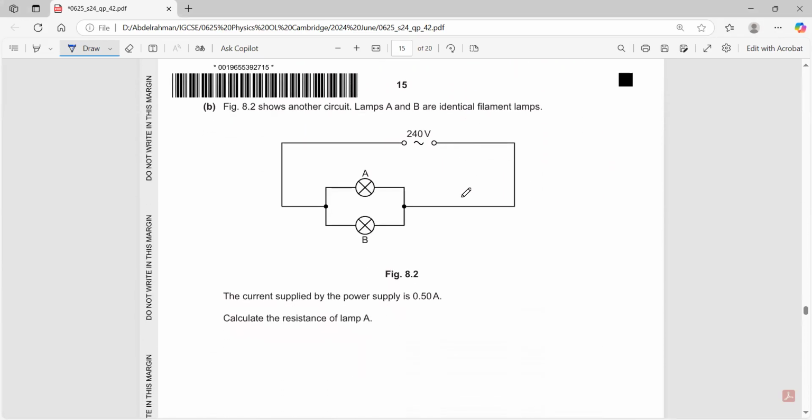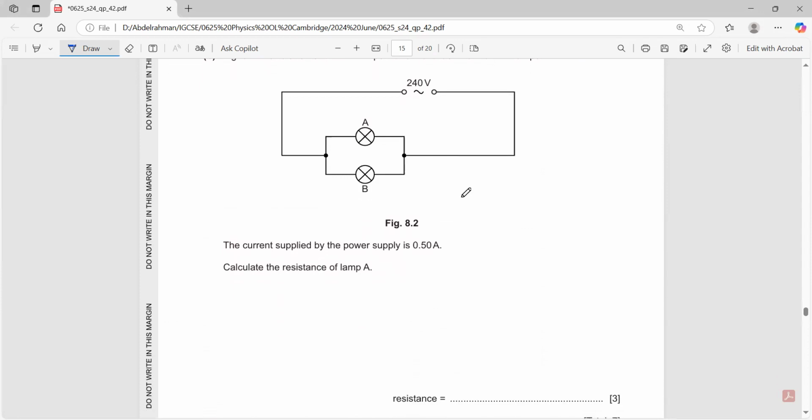Figure 8.2 shows another circuit. Lamps A and B are identical filament lamps. The circuit is supplied by the power supply, and the current is 0.5 amperes. Can I find the resistance of lamp A? Yes, the resistance would be equal to voltage over current. What is the voltage in lamp A? The voltage is 240 volts, right? 240 volts in A and in B because they are parallel, the only devices in this circuit.